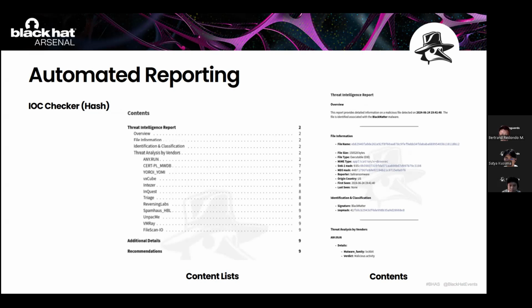The second one is for the IOC checker where the hash input is used as the input parameter, where there are also three main contents, which are the threat intelligence report, additional details, and recommendation. For the threat intelligence report, we have some subclasses such as overview, the file information, identification and classification, and threat analysis by vendors. As we can see in the right image, the detailed content from the report includes information such as file name, file size, file type, MIME type, the hash information, and the last seen information.